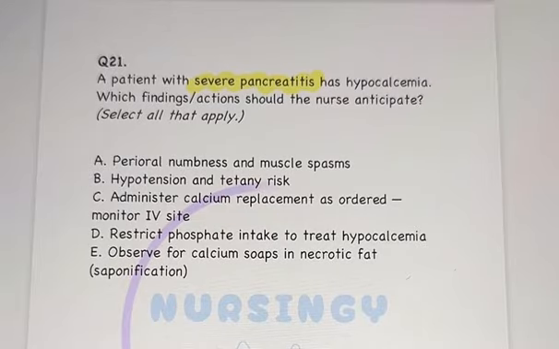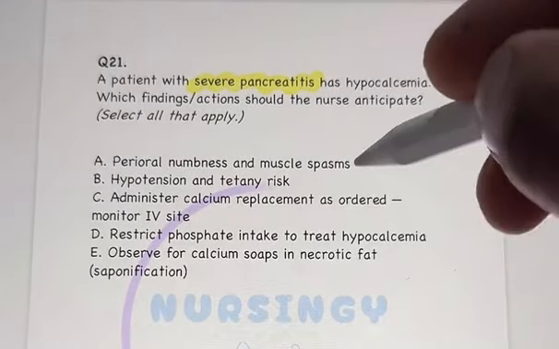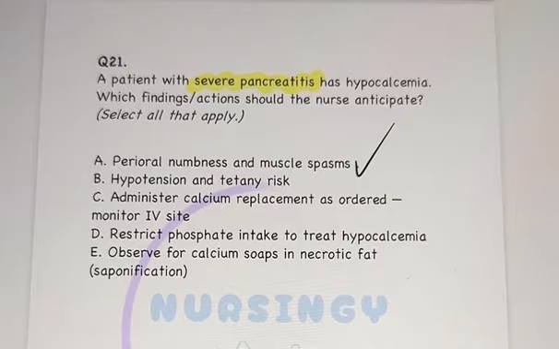Perioral numbness and muscle spasm, we did that one. Yes, neuromuscular irritability, that's going on with hypocalcemia, and we will see A. You will see it around the extremities, but if it is about hypocalcemia, you will find it around the mouth also.